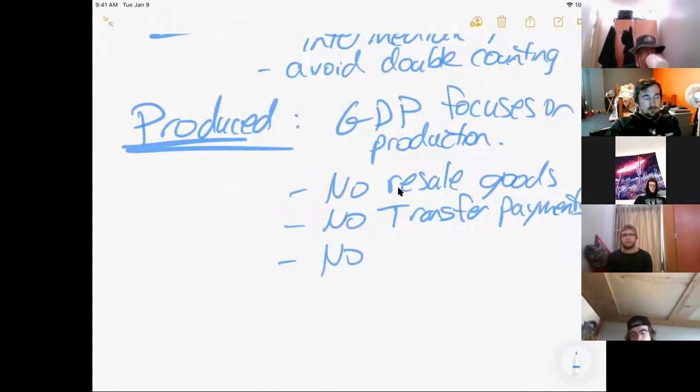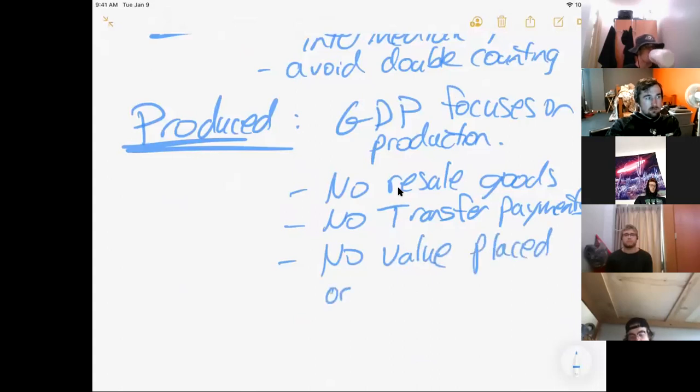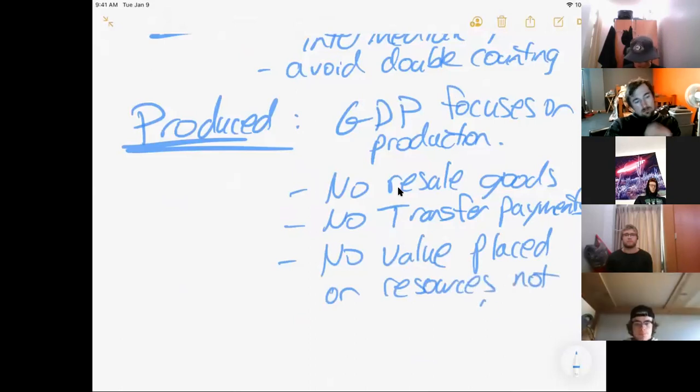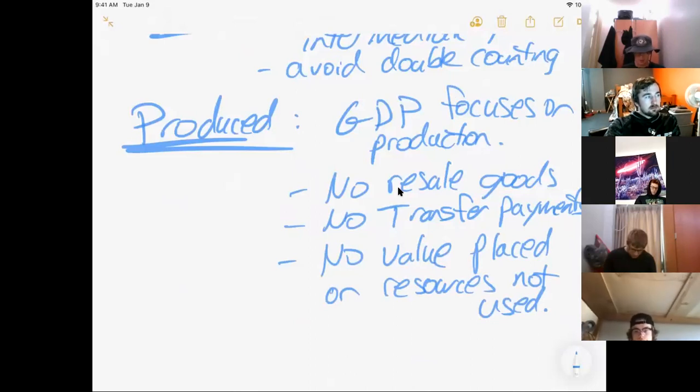Something else that's not being included is that GDP does not put any value on resources that are not used, right? So here, what I'm trying to say is, for instance, what value does GDP place on a forest? It places no value. It's not included in GDP.